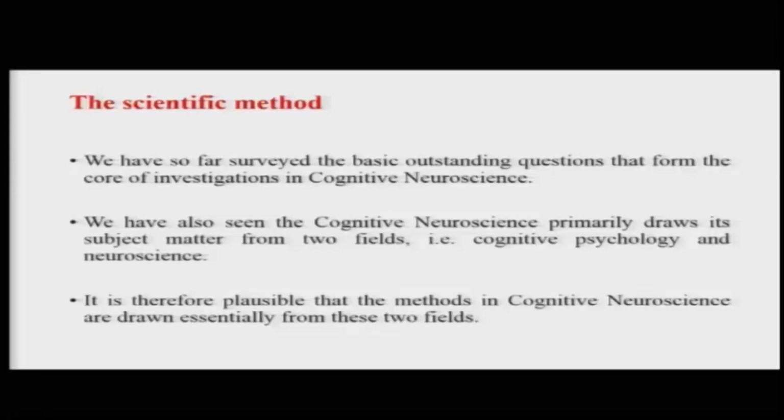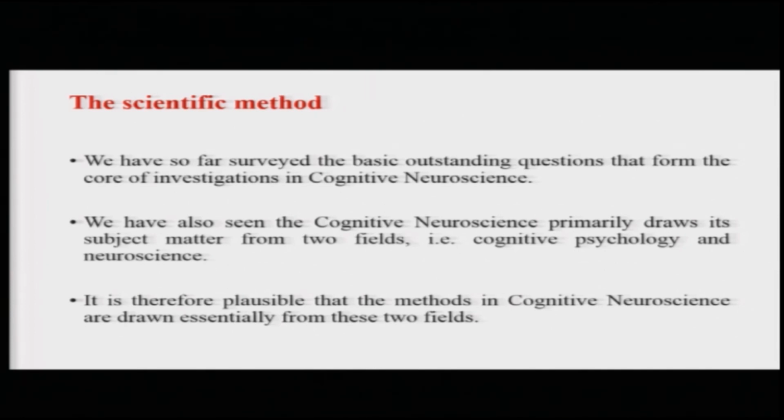Now, the generic method in cognitive neuroscience, or in any science for that matter, is referred to as the scientific method. I have talked about the scientific method in the course on cognitive psychology in basic cognitive processes in a lot of detail, so I will not go there again. If you want to read a little bit about it, you should refer to those lectures. But let me give you a very brief idea of what the scientific method would be.